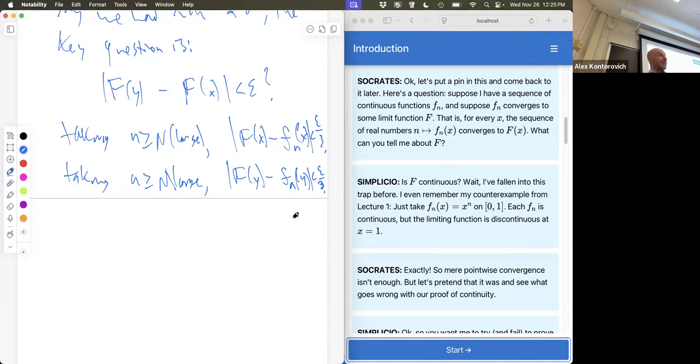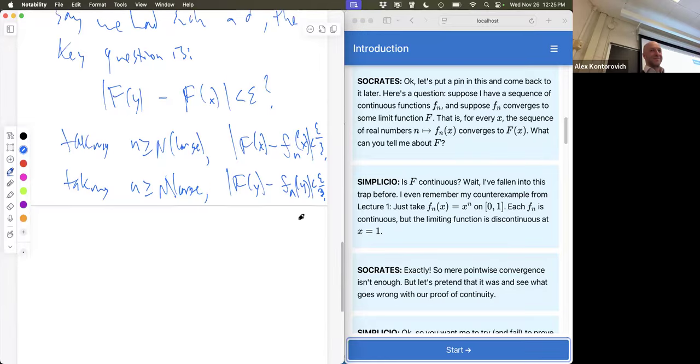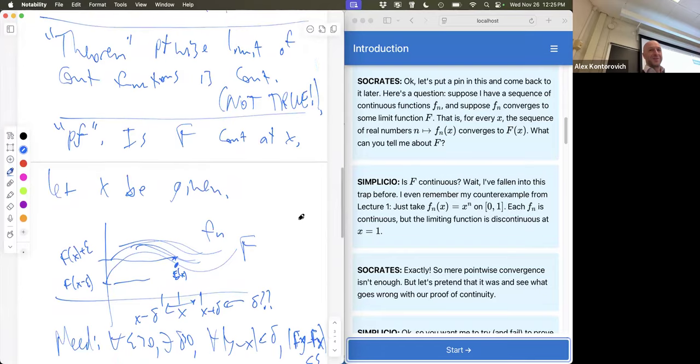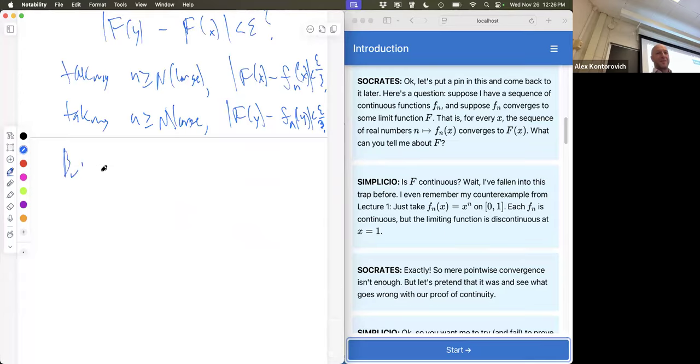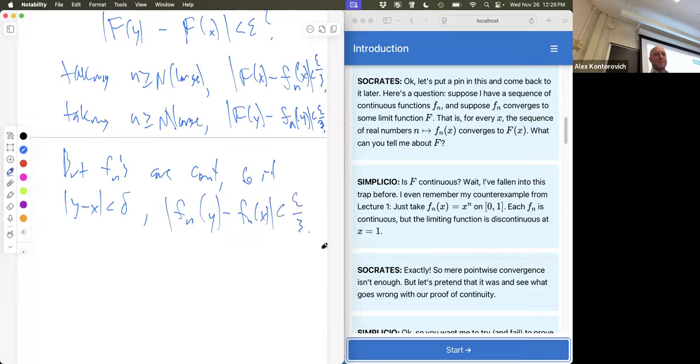What do we know about the fn's? They're continuous. Yeah. So the fn's are continuous. So as long as |y - x| is less than delta, |fn(y) - fn(x)| is less than epsilon over 3. We add these three epsilon over 3s, and we're done.